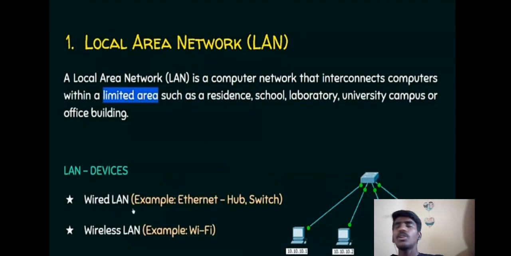We all know, I think you people have a Wi-Fi icon in your phone. Some people will have WLAN, which is known as wireless local area network. So instead of Wi-Fi, some phones will show WLAN, which is nothing but Wi-Fi. This LAN is again divided into two types, wired LAN and wireless LAN. Wired LAN is nothing but hubs and switches. Wireless LAN is nothing but your Wi-Fi.